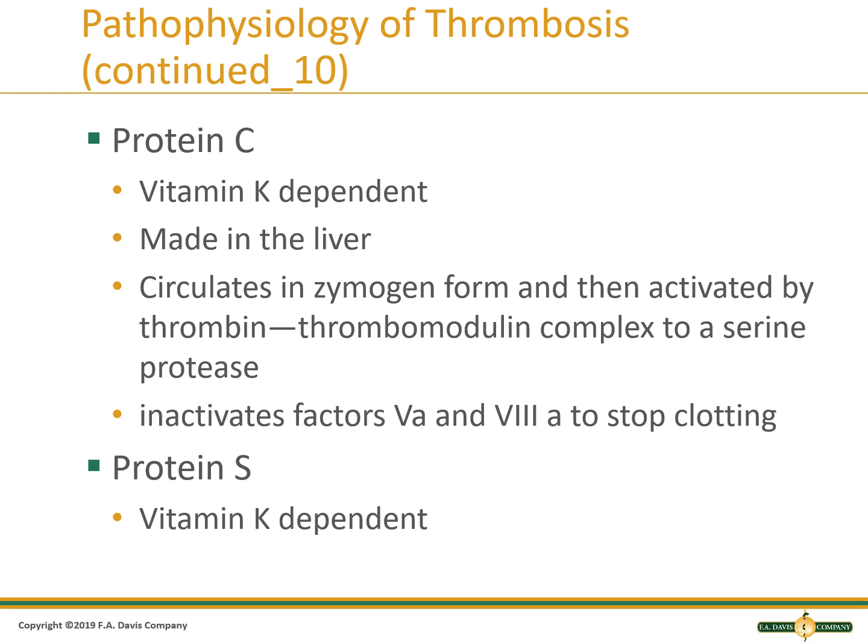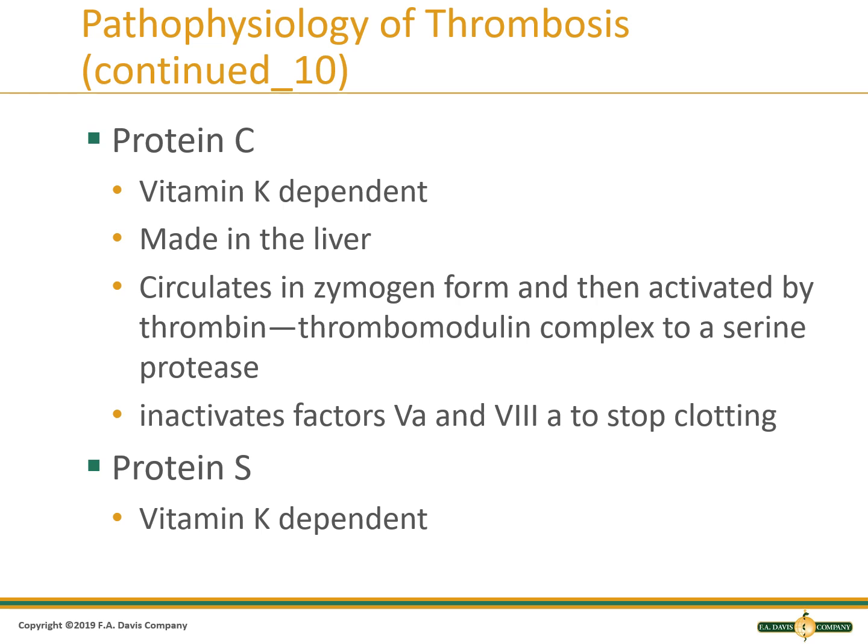Protein C is vitamin K dependent. It's also made in the liver. It circulates in zymogen form and is then activated by the thrombin-thrombomodulin complex to a serine protease. It inactivates factors 5A and 8A to stop clotting.